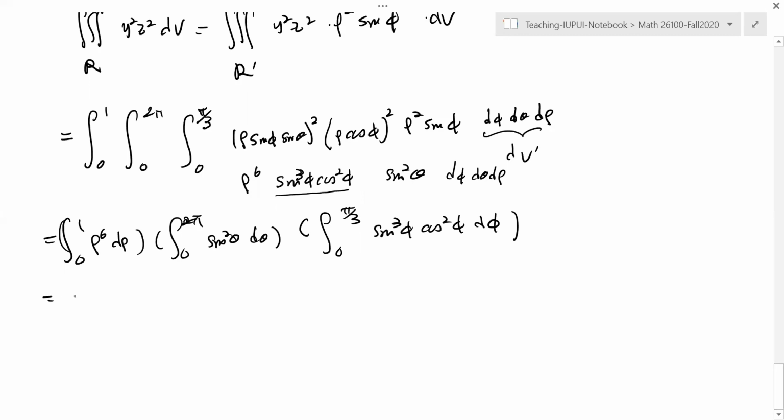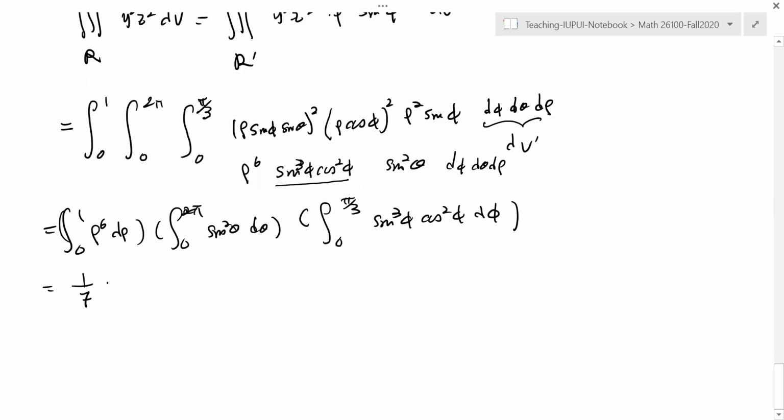And the first one will be just 1/7. Okay, it's easy to see. The second one, because the antiderivative will be 1 minus cosine 2 theta divided by 2, right? So the integral of the cosine 2 theta will be 0. The first one will be 1/2. It's actually just pi.